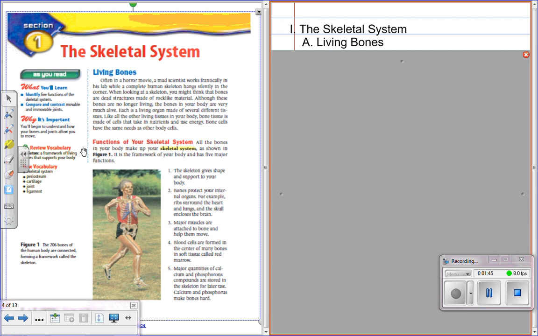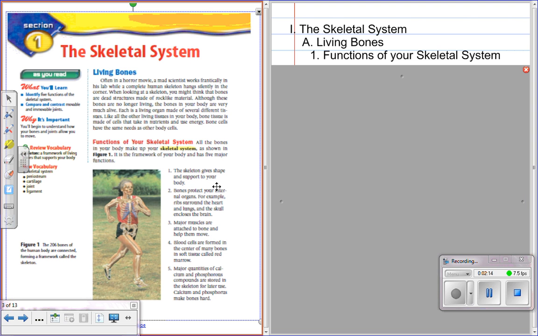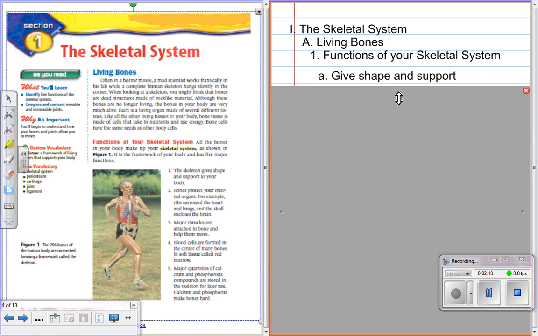All the bones in your body make up your skeletal system, as shown in figure 1. It is the framework of your body and has 5 major functions. Here are the 5 functions. So we can go ahead and set it up that number 1, functions of our skeletal system. This will be A. Okay? A is the skeleton gives shape and support to your body. So let's shorten that a little bit to say gives shape and support.